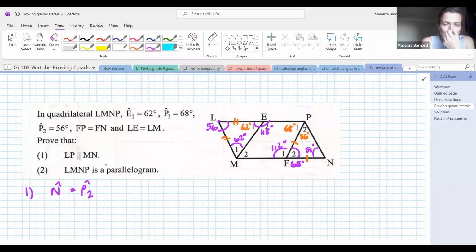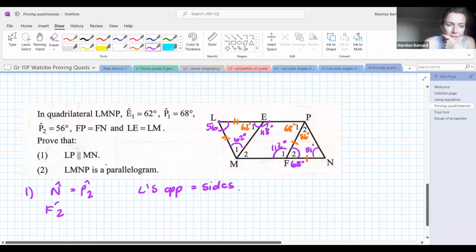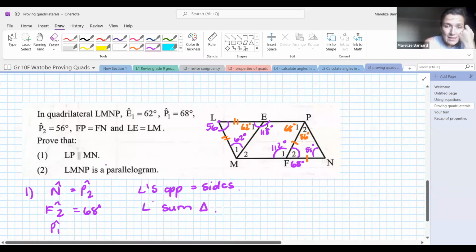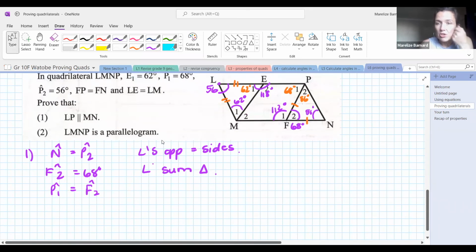Let's quickly write our proof just before we run out of time. Angle N is equal to P2, and the reason for that is angles opposite equal sides. And then we get F2 is equal to 68, because of angle sum in a triangle. That's what we use to find it. And then we see that P1 is equal to F2, and they are in the alternate position.